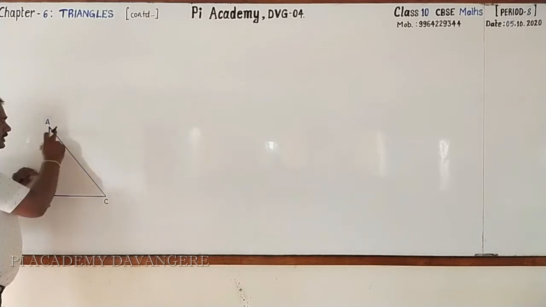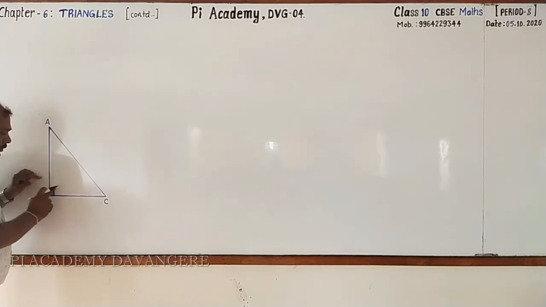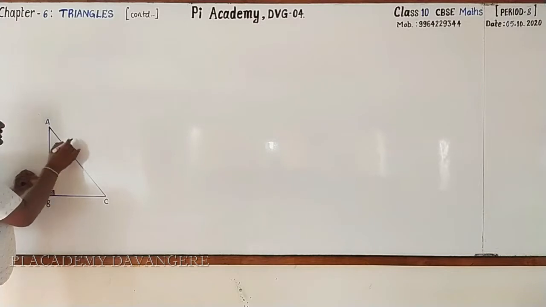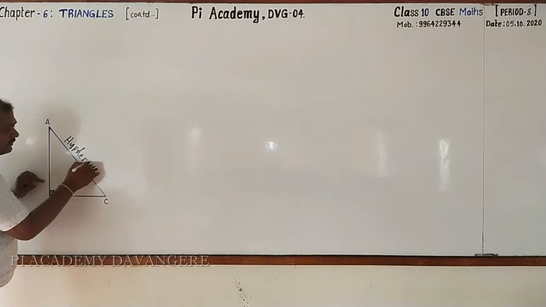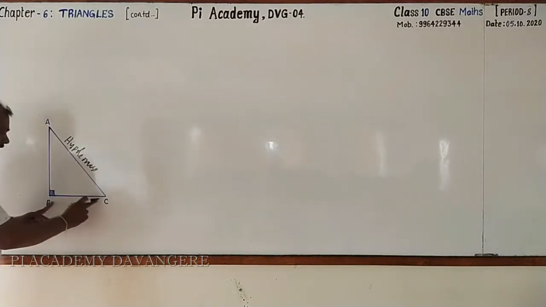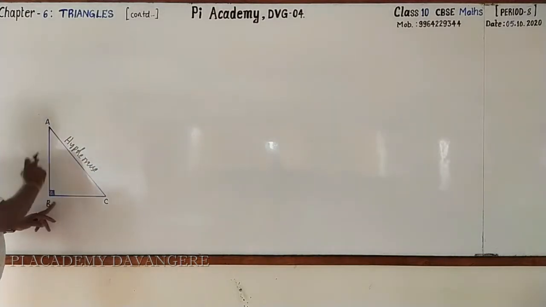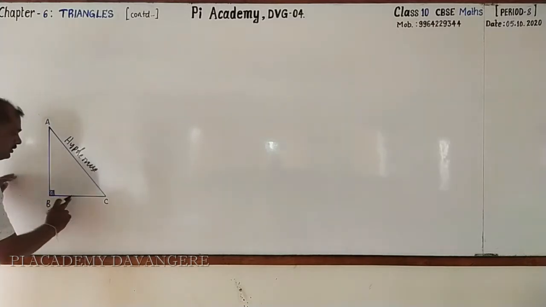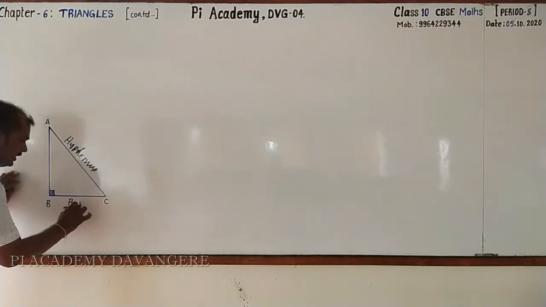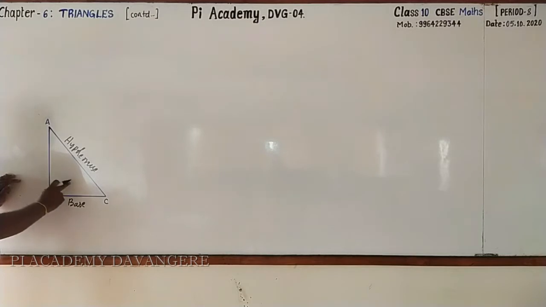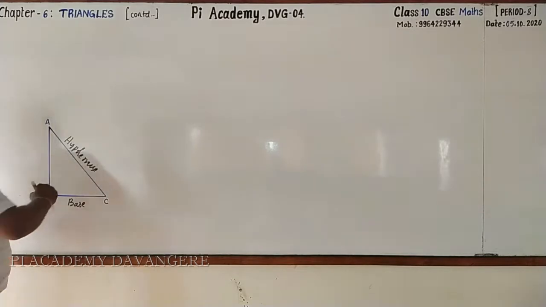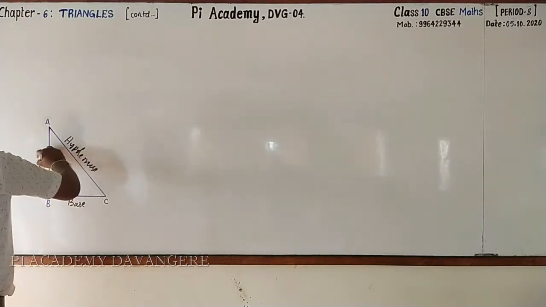The triangle ABC in which AC, this is the side opposite to right angle. What do you call this side? Very good. It is hypotenuse. Then BC is the side on which the right triangle is standing. This is called base. And observe AB, it is also another side of the triangle and is perpendicular to the base. This is called altitude.